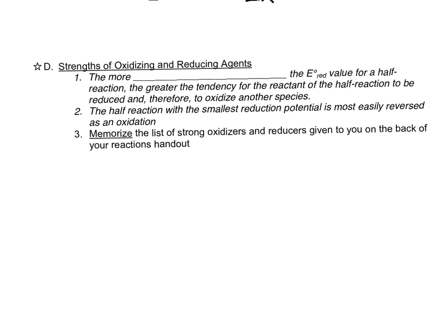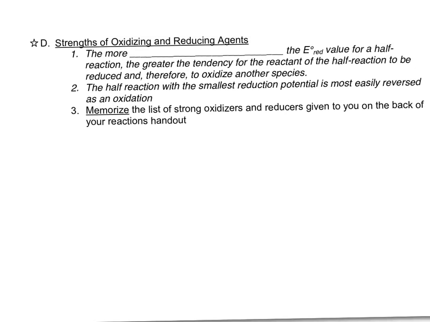Alright, the last thing we're going to look at is strength of oxidizing and reducing agents. The first statement here says the more positive that your standard reduction potential is, the greater its tendency to be reduced. So the bigger the number, the more likely it is it's going to be reduced. The smaller the number, the less likely it is to be reduced and the more likely it is to be oxidized. So the half reaction that has the smallest reduction potential is the one that's most easily flipped around in order to turn it into an oxidation reaction.